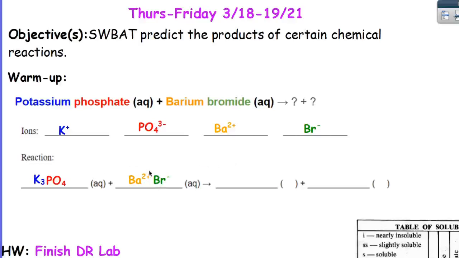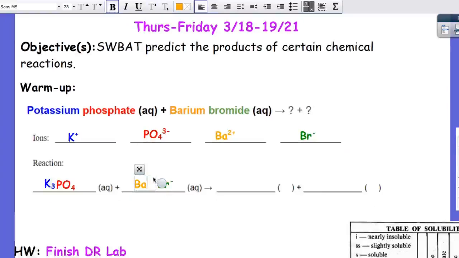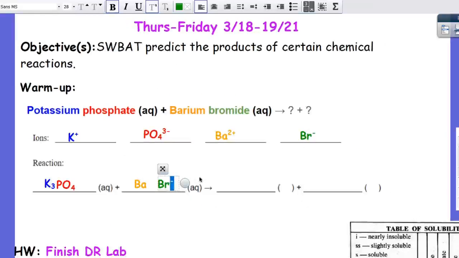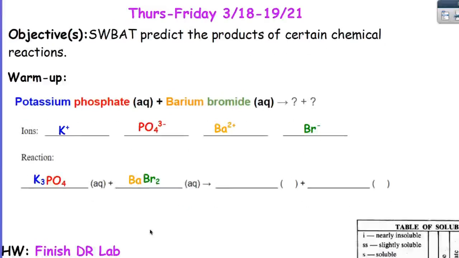So I do my crisscross rule again. The 2 from my barium becomes the subscript on my bromide, and the 1 from my bromide will become the subscript on my barium. So I only need 1 barium, but I will need 2 bromides. That is our answer to question number 2 of the warm-up.